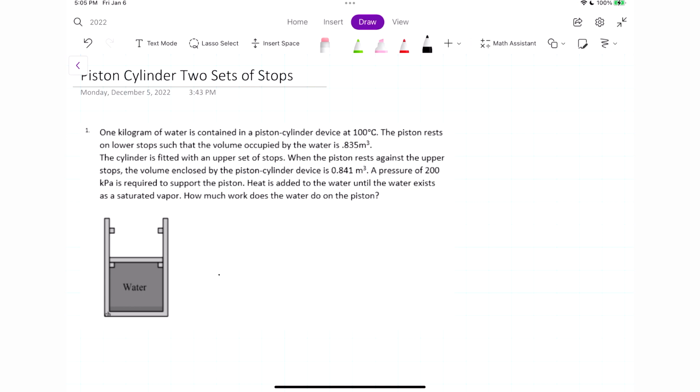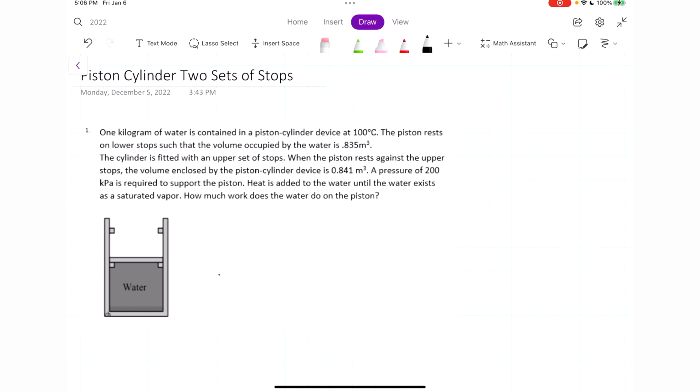1 kilogram of water is contained in a piston cylinder device at 100 degrees Celsius. The piston rests on lower stops such that the volume occupied by the water is 0.1835 meters cubed. The cylinder is fitted with an upper set of stops. When the piston rests against the upper stops, the volume enclosed by the piston cylinder device is 0.841 meters cubed. A pressure of 200 kilopascals is required to support the piston. Heat is added to the water until the water exists as a saturated vapor. How much work does the water do on the piston?